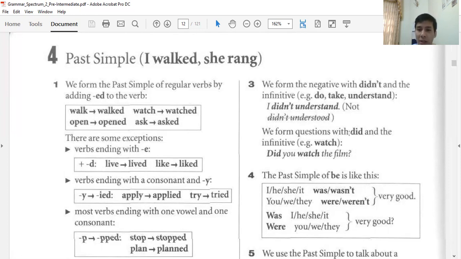So we form the question with did and the infinitive, like watch. Did you watch the film? Not did you watched? No, it will be wrong if you add ed to the verb.